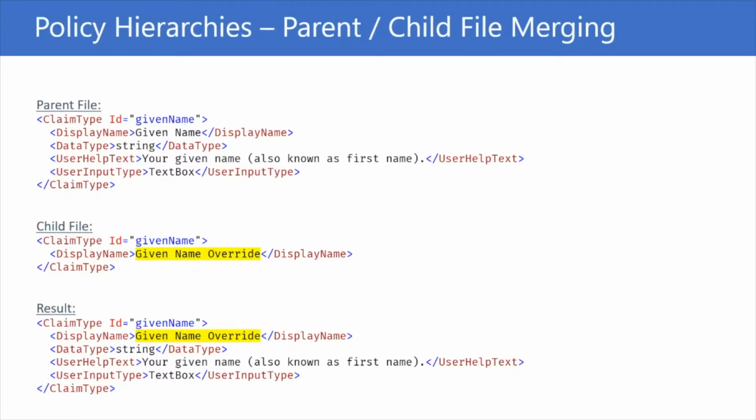To illustrate, here we have an example of that kind of merging. I've got in my parent or base file a claim called given name with a display name, a data type, and so on. And then my child file overrides the display name that's defined up in the parent. When the Identity Experience Framework interprets this collection of policy files, it's going to interpret that given name claim as having a display name that was defined in the child and all of the other attributes as they were defined in the parent. We're going to be taking advantage of this a lot as we work through our policy. So keep this kind of inheritance in mind.